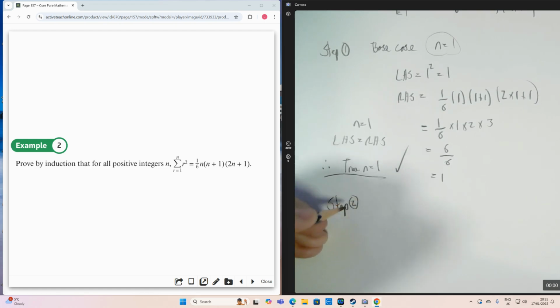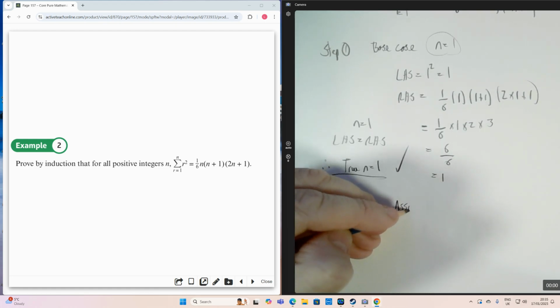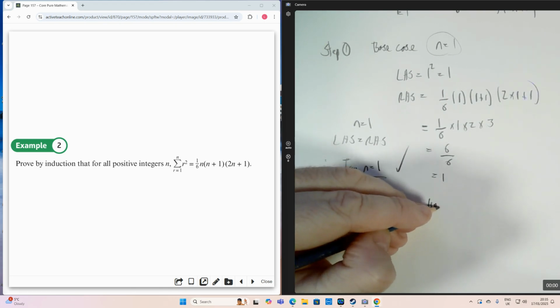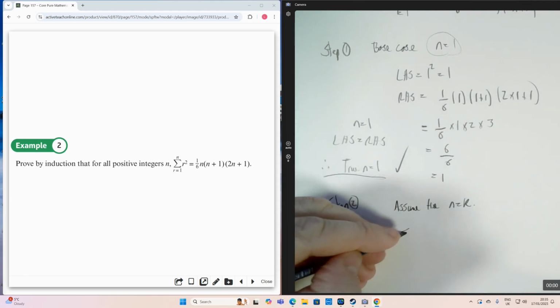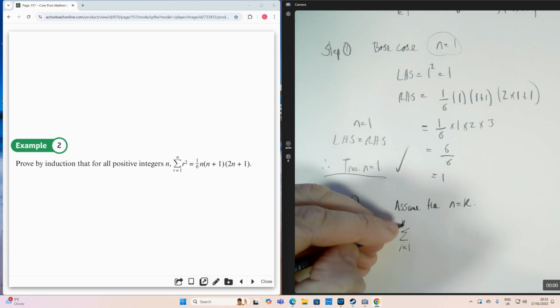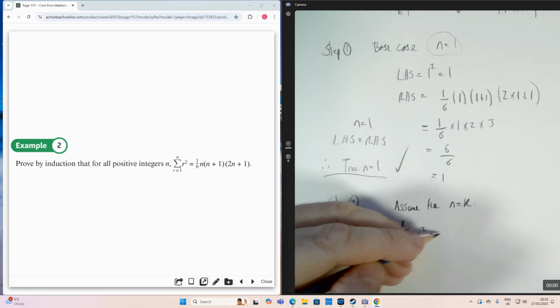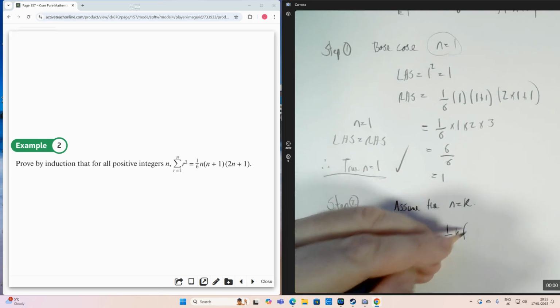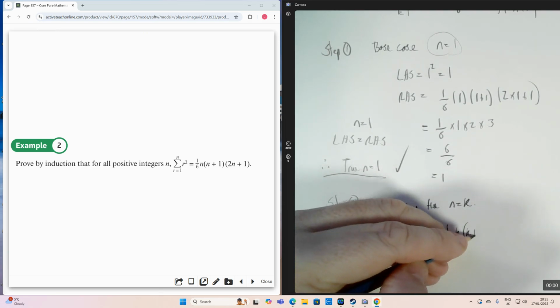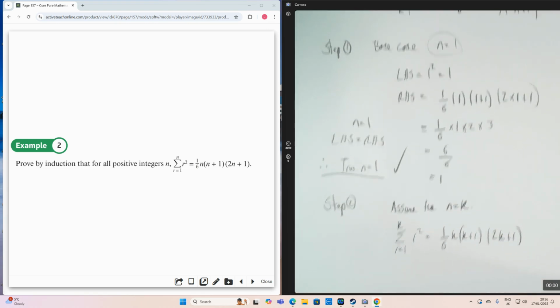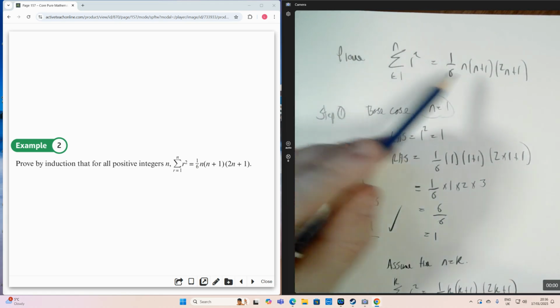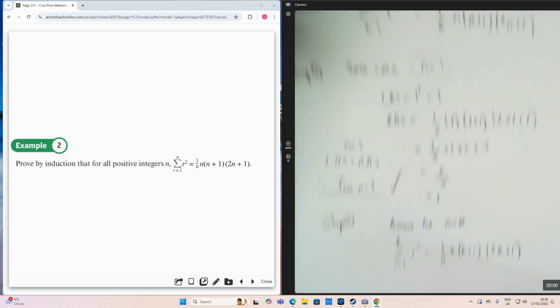Step 2. We're now going to assume that it is true for n equals k. So we're just going to pick some value k and assume it's true. That means our formula now becomes the summation from r equals 1 to k of r squared is equal to 1/6 k times (k add 1) times (2k add 1). So all that's happened here is it's the formula from above, but the n has been replaced by k. Okay, so that's our assumption step.